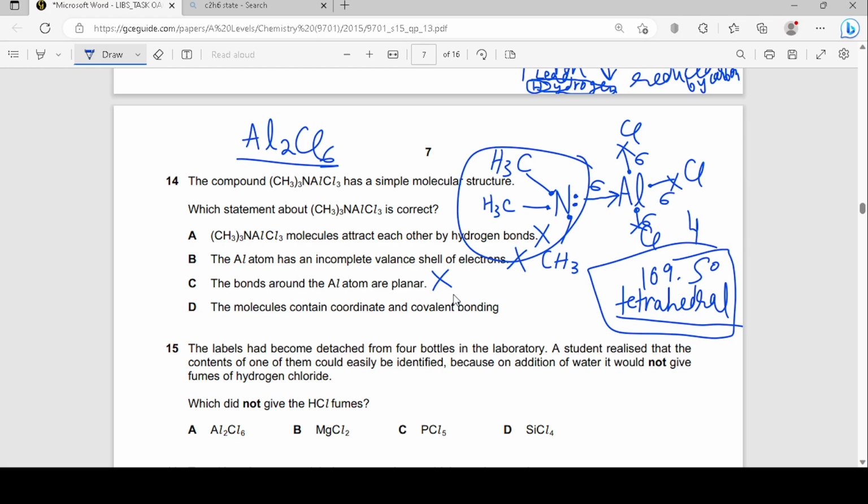And if I look at D, what does it say? Molecules contain coordinate and covalent bonding. Definitely that is true because this is a dative bond, also known as a coordinate covalent bond. And this is also a type of covalent bond, right? A coordinate covalent bond is a type of covalent bond. So definitely this is right. Even otherwise, all these bonds are covalent bonds, right? So you have one dative bond and all other covalent bonds. So definitely D is right.